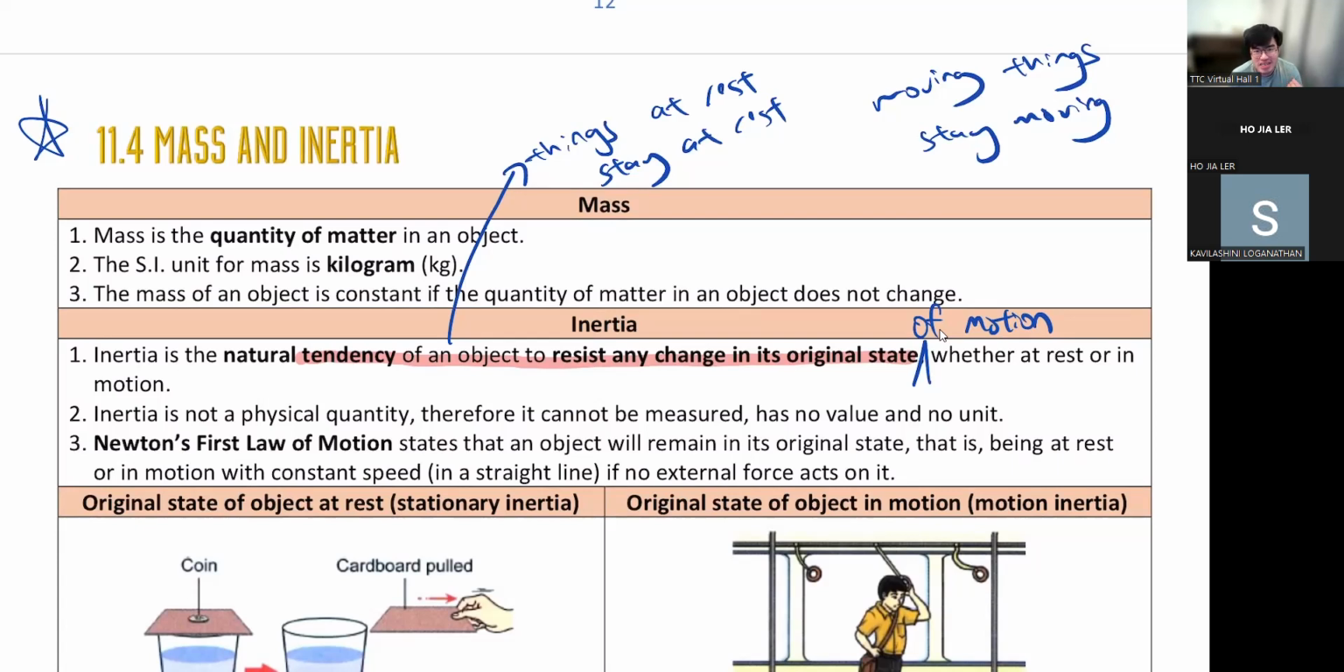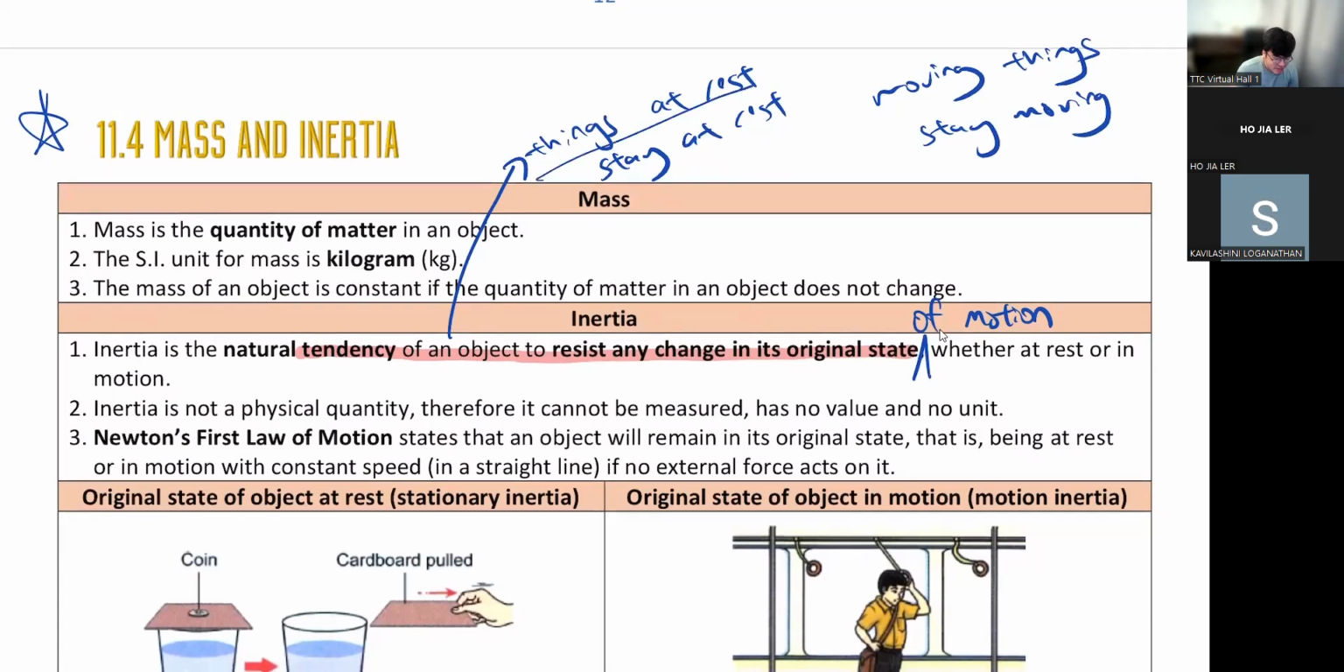So this resistance that the car refuses to change, the car at rest, the not moving car says, I don't want to move. And then the moving car says, I don't want to stop. The resistance to change is called inertia, right? So can you see now? Things at rest stay at rest. Your car that is not moving, it doesn't want to move. Moving things stay moving. The car that is moving, it doesn't want to stop. So it's like the resistance towards change.